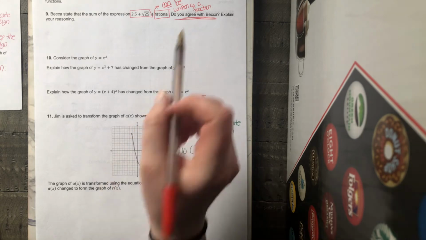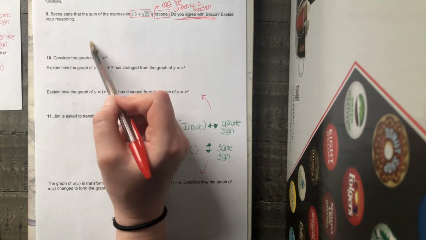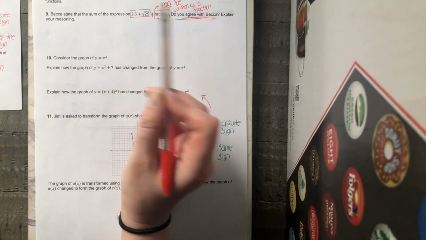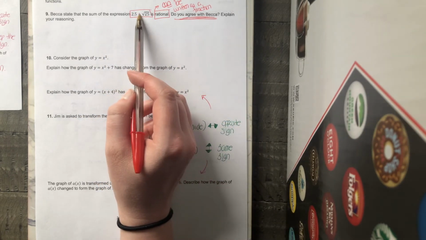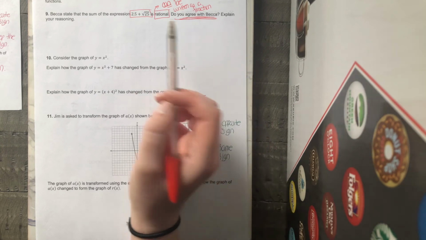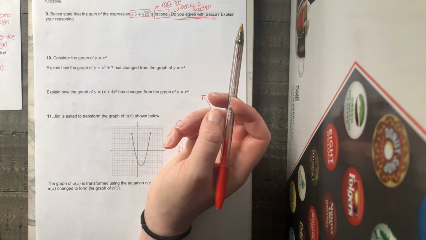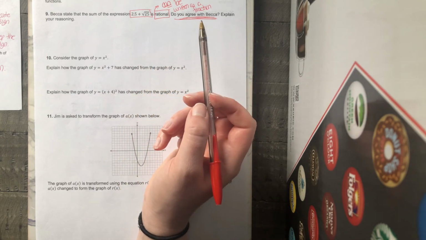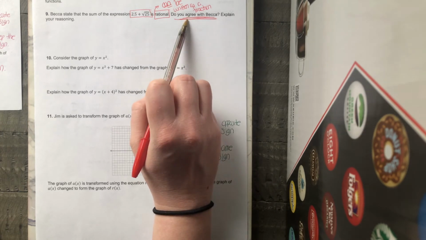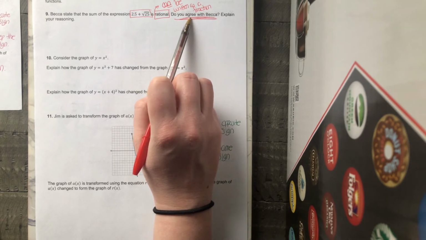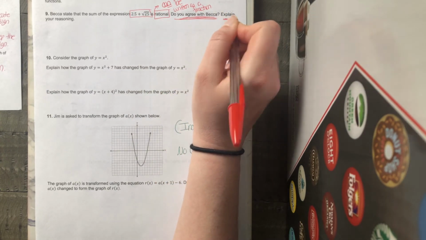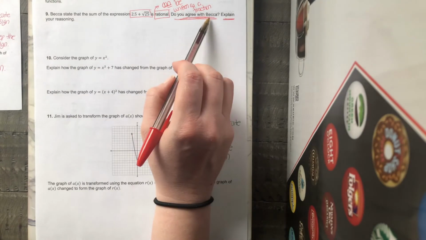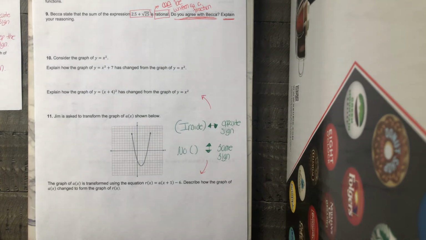So if you're going to answer this question, the first thing you're going to write is, yes, I agree, or no, I don't agree. You're not going to write what this answer is. You're not going to write rational. You're not going to write irrational. You're going to say, yes, I agree with Becca, or no, I don't agree with Becca. And then you have to explain how you got your answer. All right, so we have to decide, is Becca correct or is she incorrect?